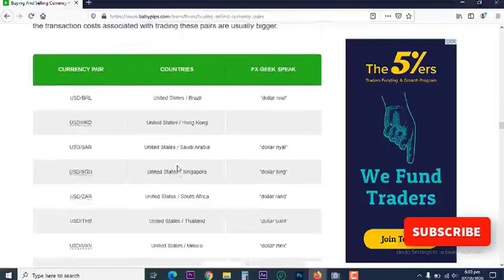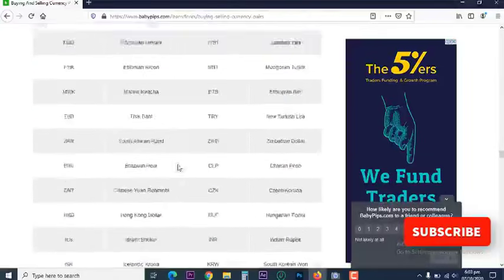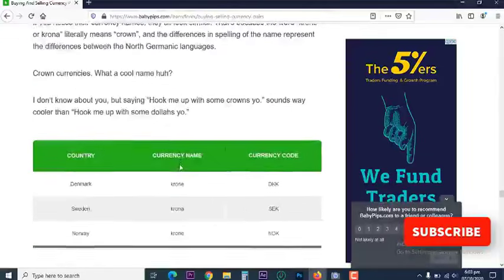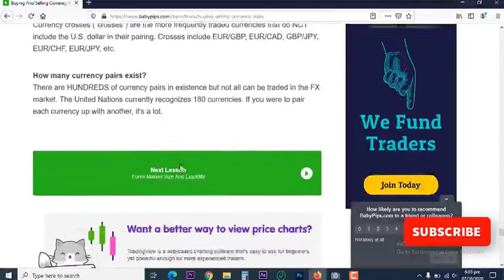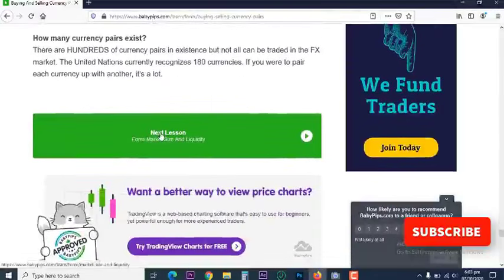So just know we have all of these here for you to see. They are there. There's no rocket science about this. There are lots of pairs, you know that, okay? So let's move on to forex market size and liquidity.